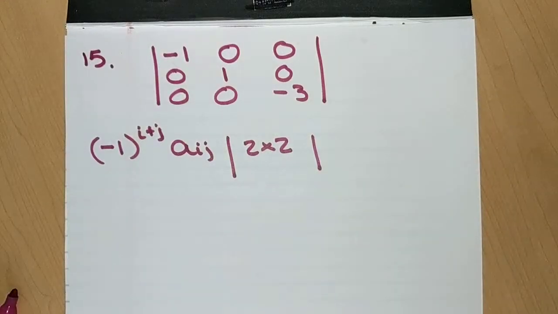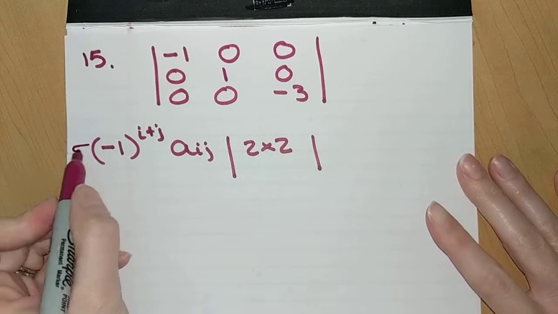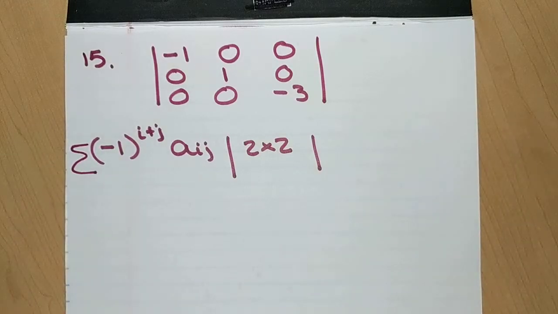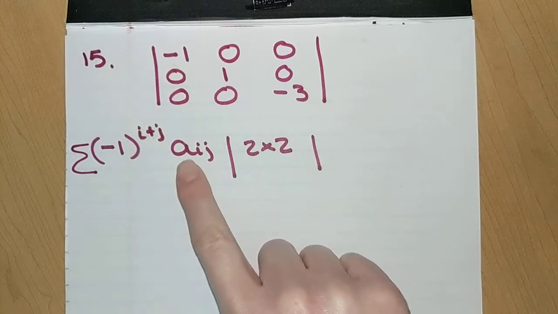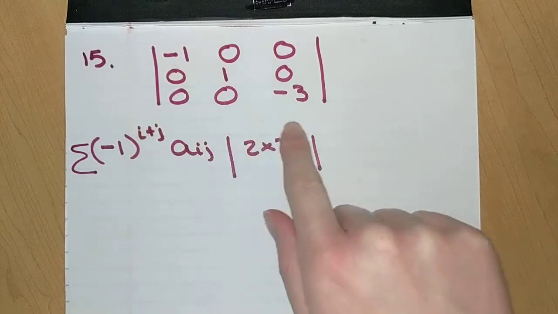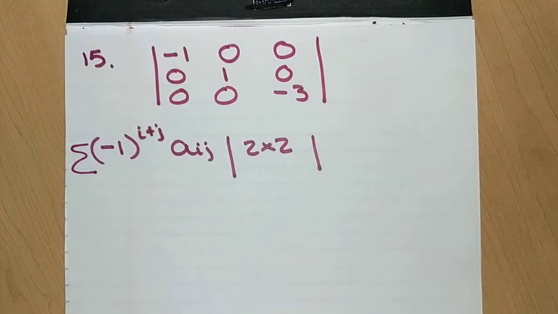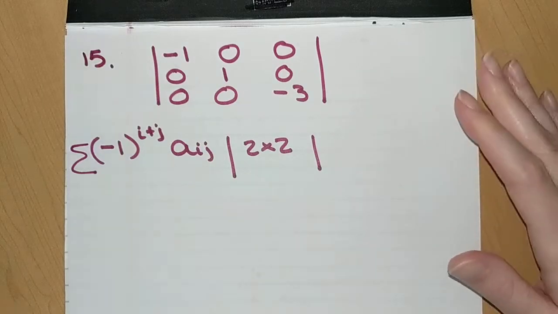So for a 3 by 3 determinant, you can expand along any row or column, and what you will do is sum up along that row the -1 to the i plus j times that entry, and then whatever determinant you get from the 2 by 2 matrix. So here's what would happen.